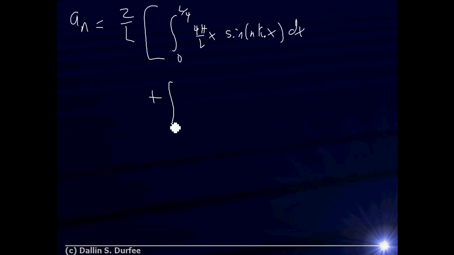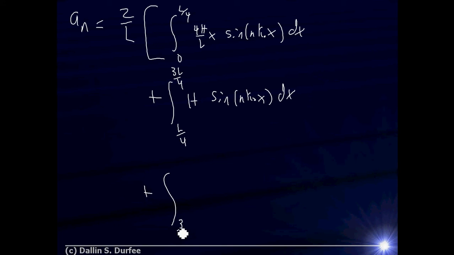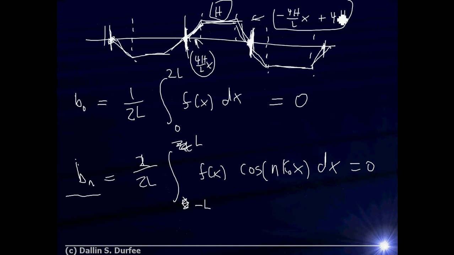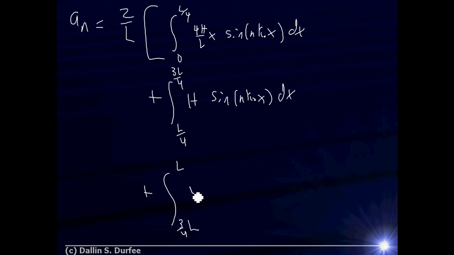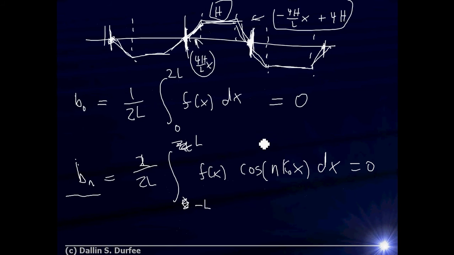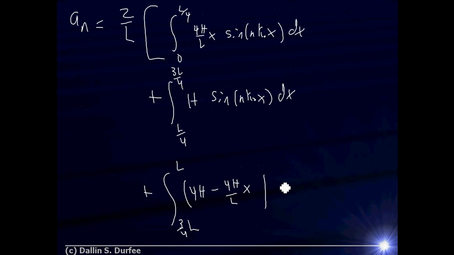And then I'm going to have an integral from L over 4 to 3L over 4, and this is where the string is just constant, equal to h there. Sine n k naught x dx. And then my last piece goes from 3/4 L to L, and up there my string is equal to 4h minus 4h over L x. So that's what my function looks like over that last segment, and then I multiply that by sine of n k naught x dx.